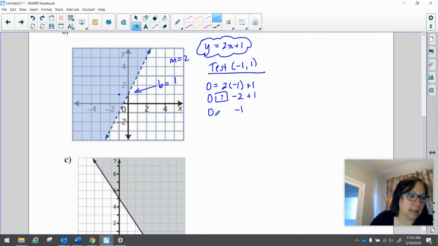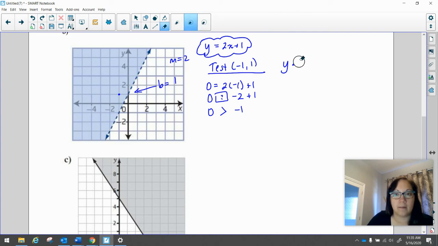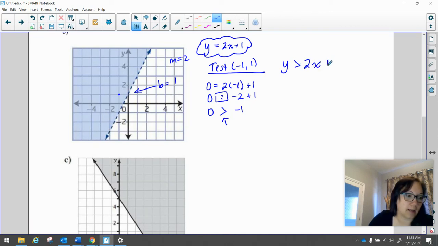So I end up with 0 on the left and -1 on the right, and 0 is greater than -1. It was a dashed line, so I'm not going to put a bar underneath that. So my final inequality is y is less than, pardon me, facing the wrong way, I lied, I have a greater than sign. So it's going to be y is greater than 2x plus 1.